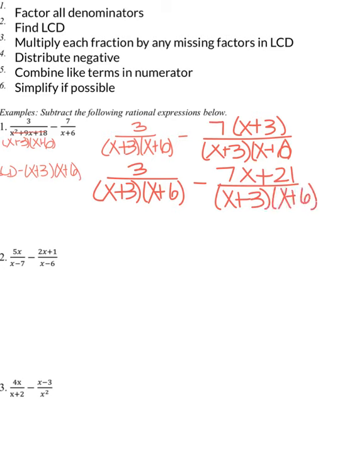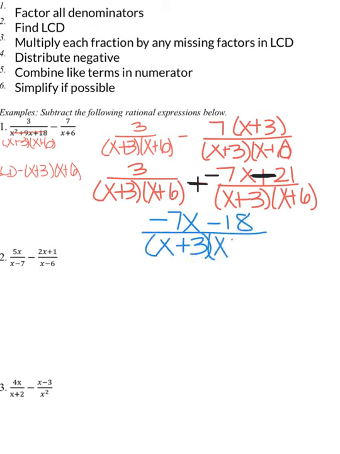So remember, you're subtracting this entire thing. So when you distribute the negative in step 4, you are going to change the middle to a plus, and then you're going to change the signs of everything that follows it. So now we're going to combine like terms. Now this turns into an addition problem like what we were doing the other day. So when you combine like terms for this, we have the 3 and the negative 21 combined. So we have negative 7x is alone, and then 3 minus 21 is minus 18 divided by x plus 3 times x plus 6. And that's it.